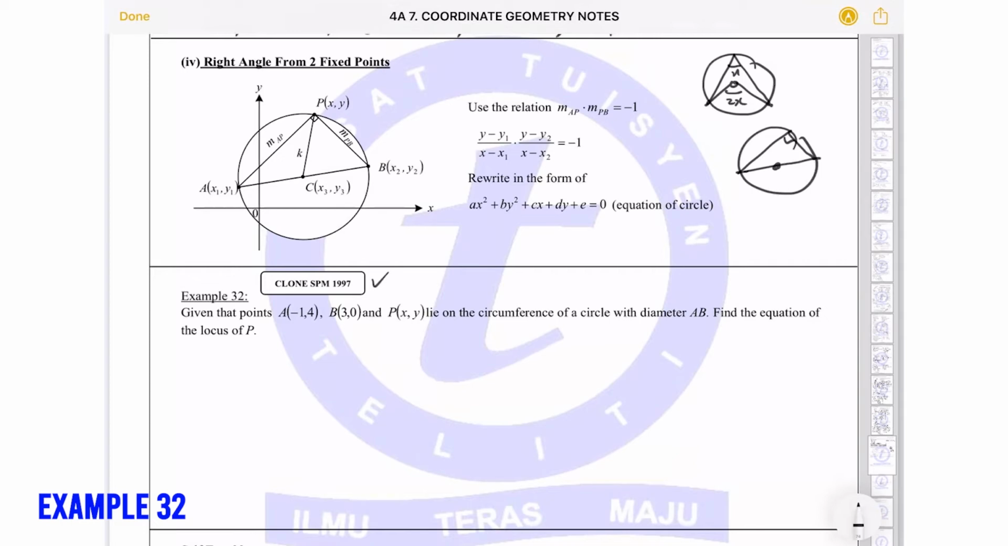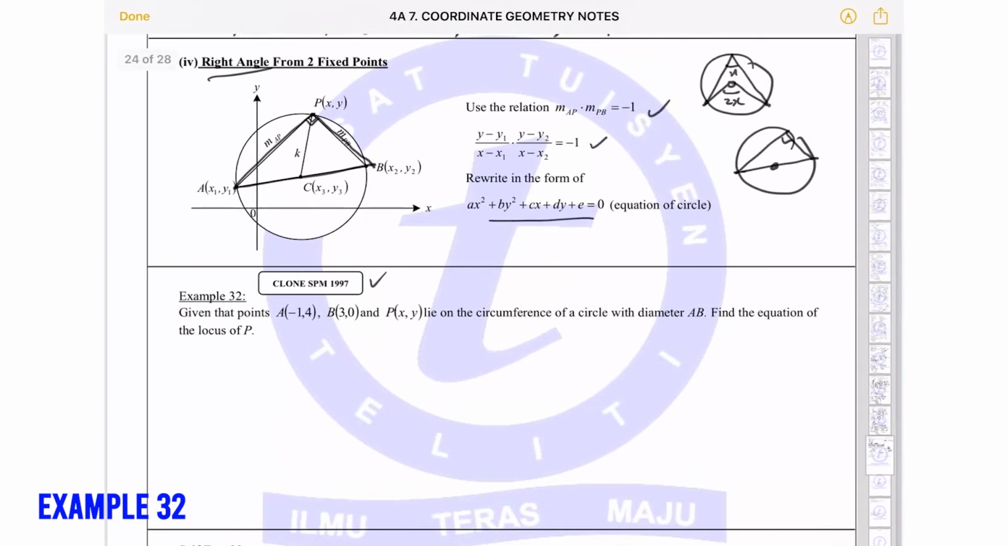I think that is a bit long. I think this is easier. We know that if P is a moving point such that APB is 90 degrees, a right angle, then this is a right angle triangle, right? We can use the concept m1 times m2, or gradient AP times gradient PB equals -1. Use the formula for gradient, multiply together, just rearrange it. You will always get the answer in the form of an equation of a circle.